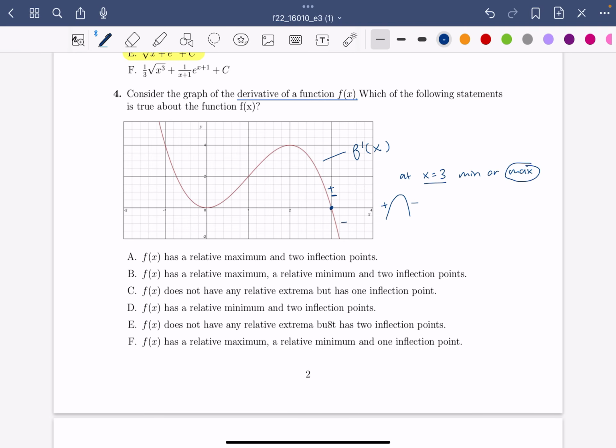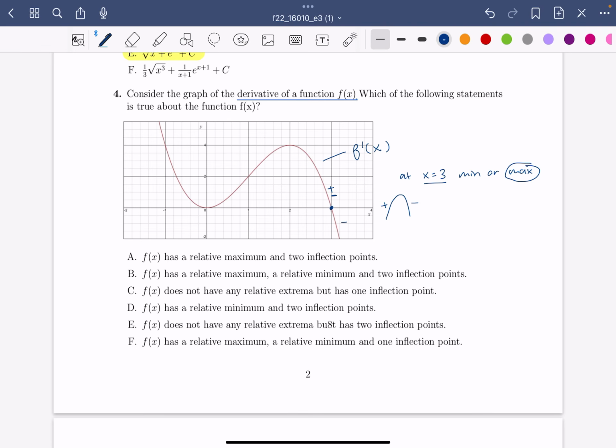It's also good to point out at this point that there are no other relative extrema other than this point, because there is only one point where the derivative crosses the x-axis. So if we look at our answers, we can go ahead and get rid of anything that has a relative minimum, or both a relative minimum and a relative maximum, because again, we only have one extrema.